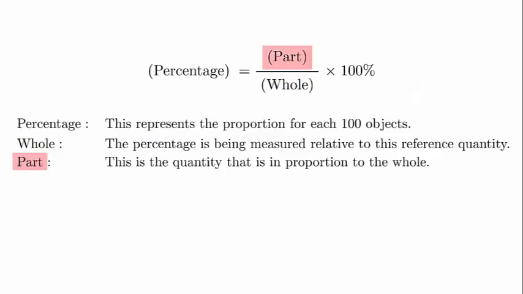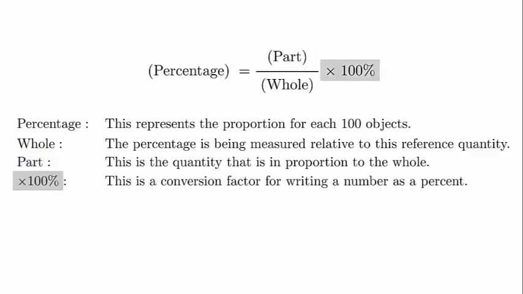The part represents the quantity that is in proportion to the whole. The multiplication by 100% is a conversion factor for converting a number into a percent.